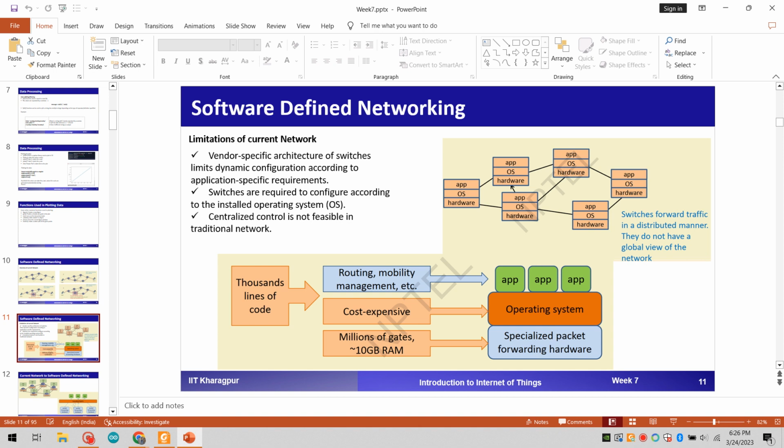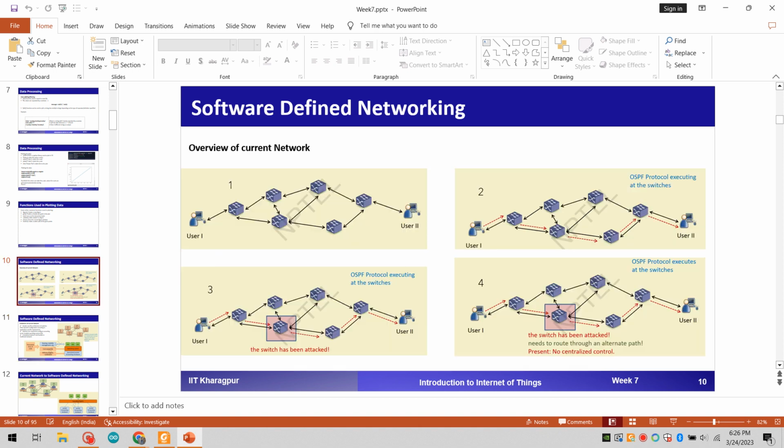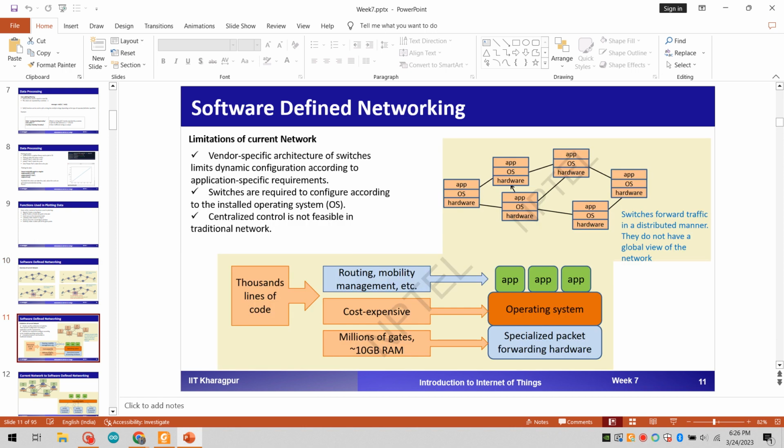Now in this scenario, if a particular switch gets corrupted or attacked, then we need to make changes in all the other switches. So this process is cost expensive because we have to write the code in each and every switch which is present in the network, so that that particular route will not be followed, right? So we have to make changes in your millions of gates. You have to make changes in the codes also. So this is a very cost expensive process, right?